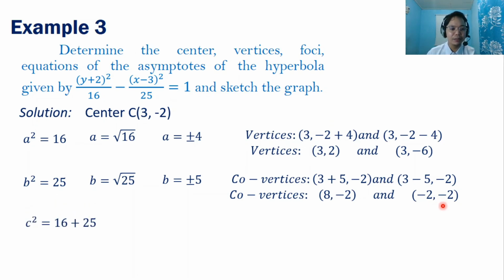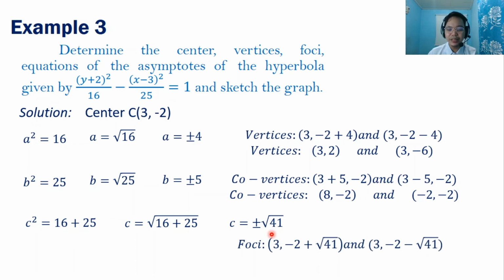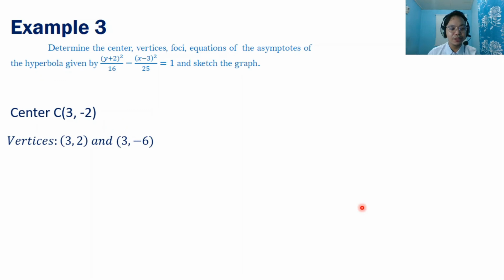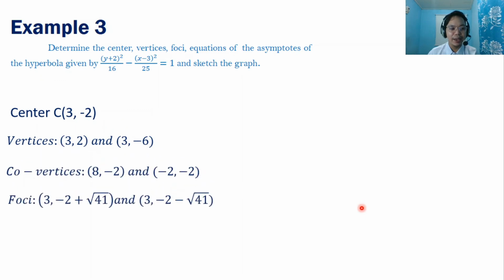Then for our foci, we will have c squared equals a squared plus b squared, that is 16 plus 25. So c is equal to square root of the quantity 16 plus 25 and c will be positive negative square root of 41. So our foci or the coordinates of our foci will be 3, negative 2 plus square root of 41 and 3, negative 2 minus square root of 41. So let's proceed to another computation. So ito, nakuha na natin ang center, coordinates of the vertices, coordinates of the covertices, and the foci.